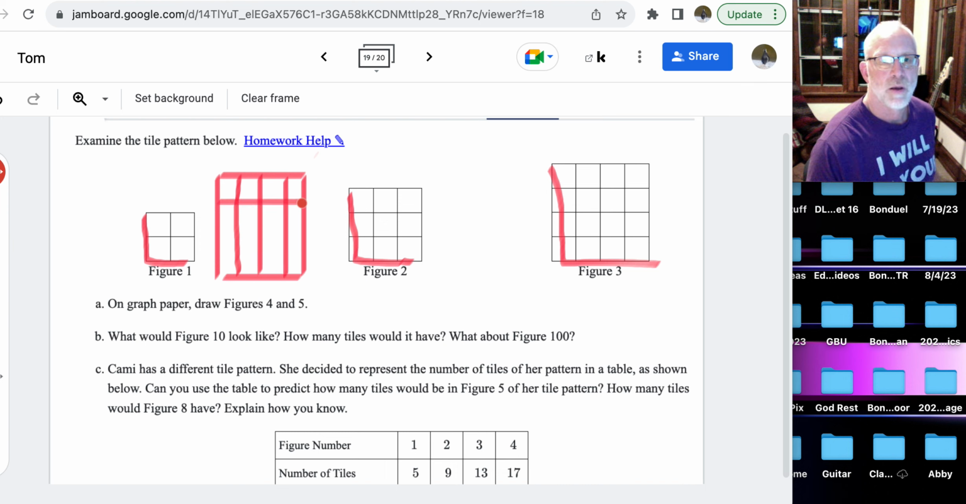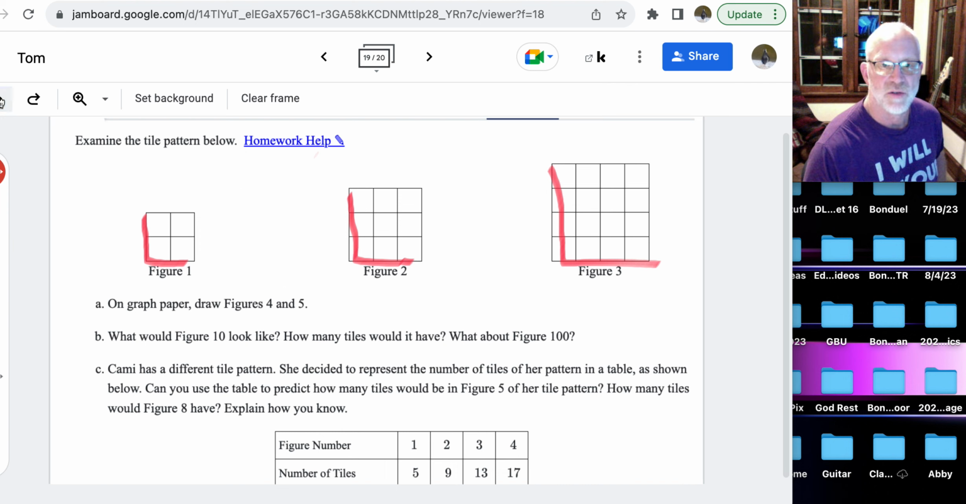4 by 4. And then if figure 1 is 2 by 2, figure 2 is 3 by 3, figure 3 is 4 by 4, wait a minute. Mr. Johnson, you did that wrong. Figure 1 is 2 by 2, figure 2 is 3 by 3, figure 3 is 4 by 4.